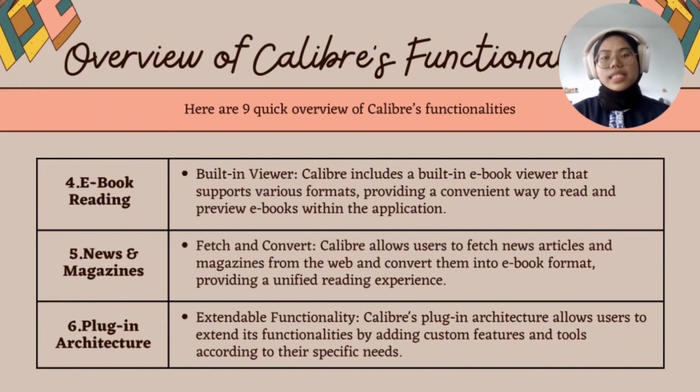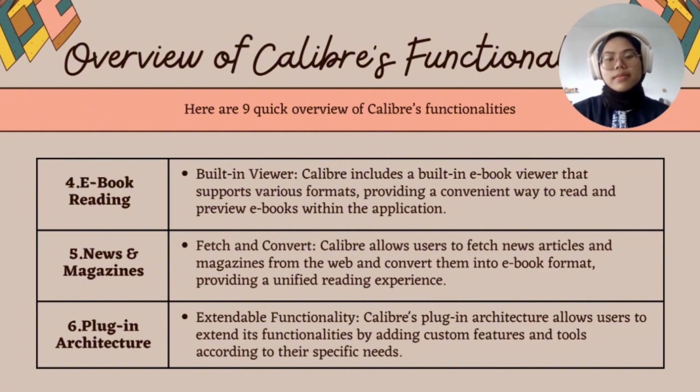Number 5, news and magazines. Fetch and convert. By this, Calibre will allow users to fetch news articles and magazines from the web and convert them into ebook format, providing a unified reading experience. Number 6, plug-in architecture. Extendable functionality. By this, Calibre's plug-in architecture allows users to extend its functionalities by adding custom features and tools according to their specific needs.